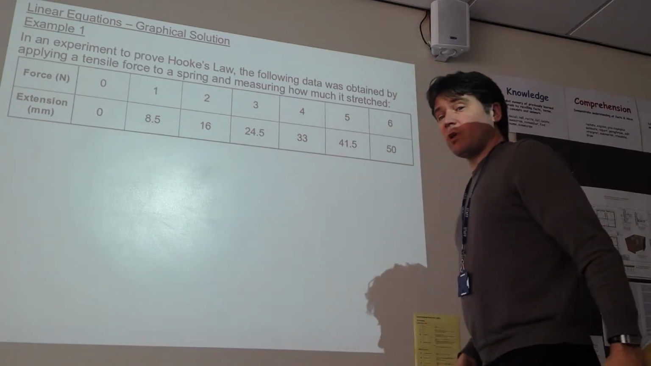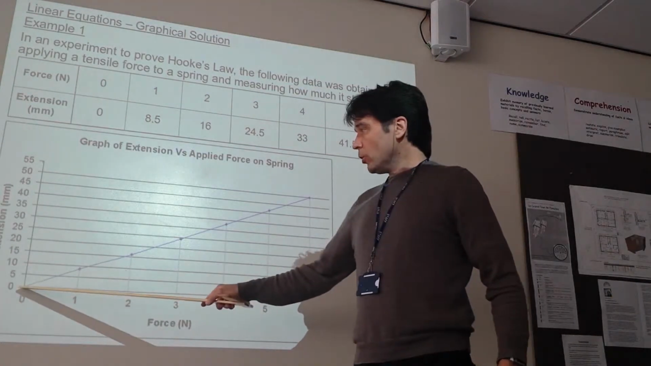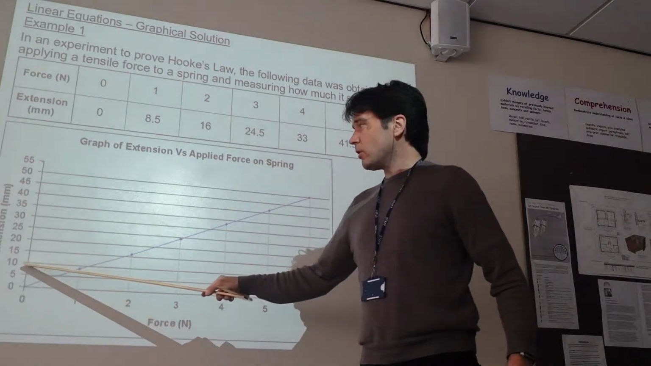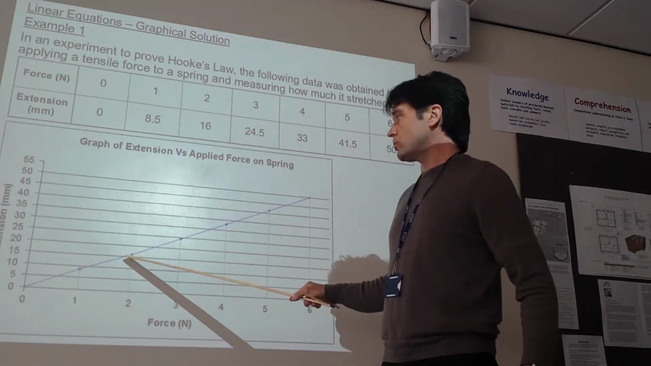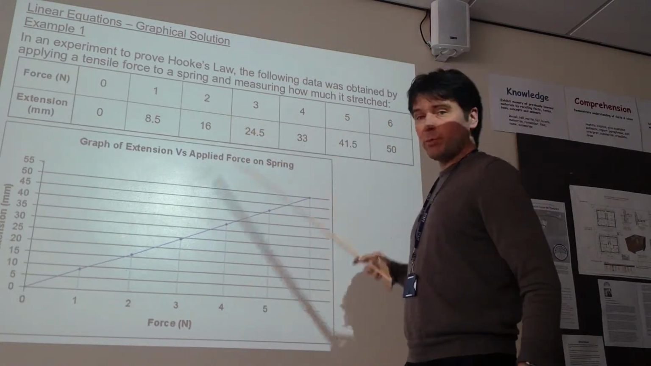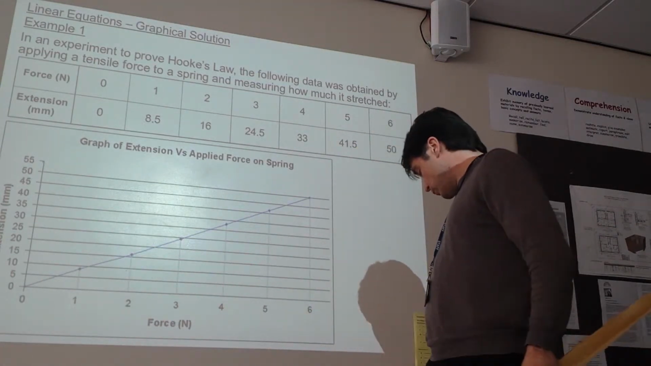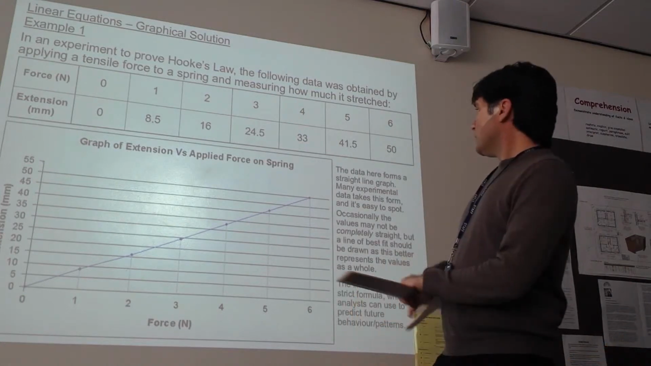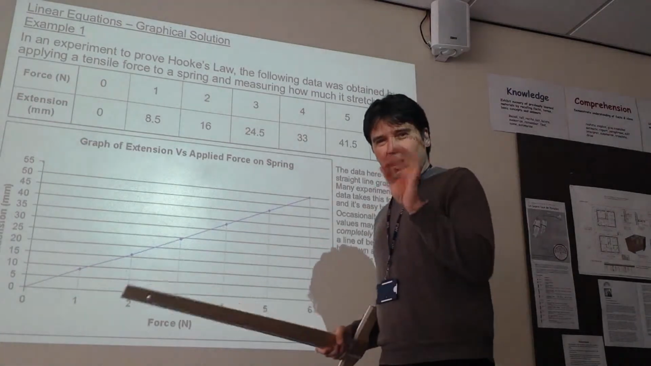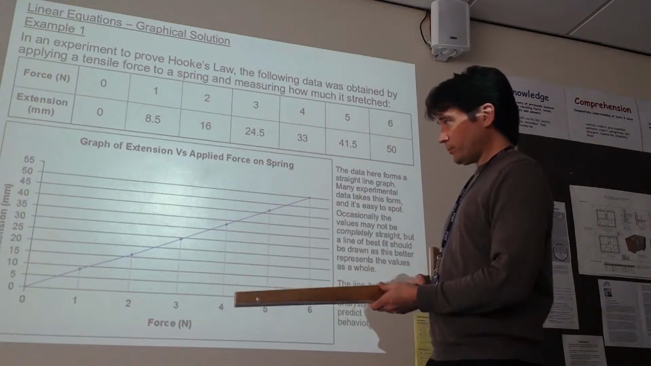Now, we could plot this as a graph, and you'll notice that at no Newtons, there's no millimetres. At 1 Newton, it's 8.5 millimetres. At 2 Newtons, it's just over 15, 16. At 3 Newtons, so these numbers here have been plotted into a graph. You can see it wavers a little bit, and what you do really in reality, when you're doing experiments and natural things, it never quite works out exactly like a straight line, but it's really close. And you'll do a line of best fit through it.